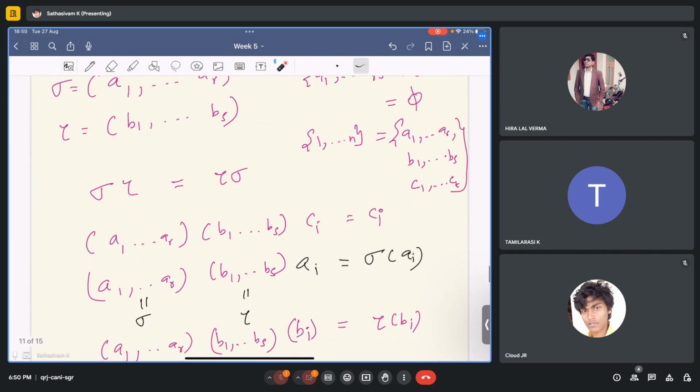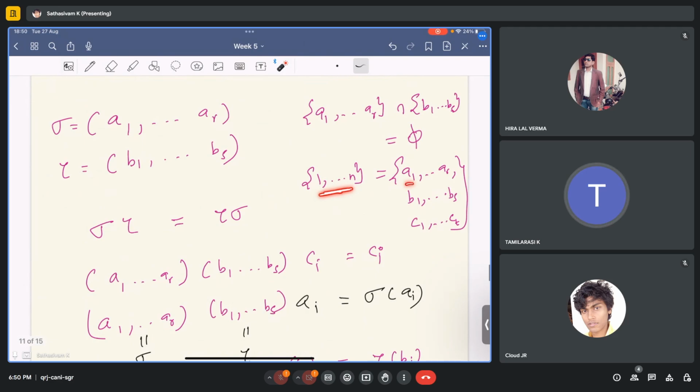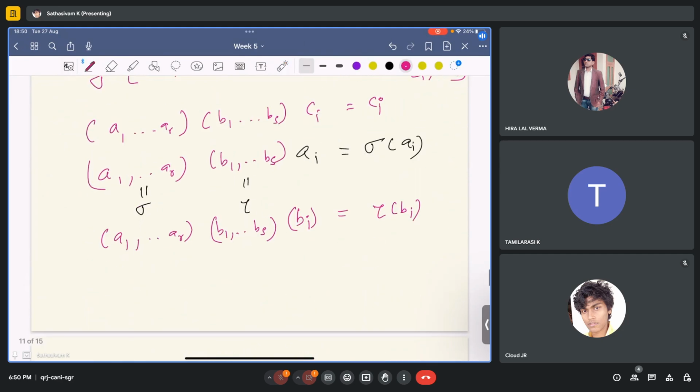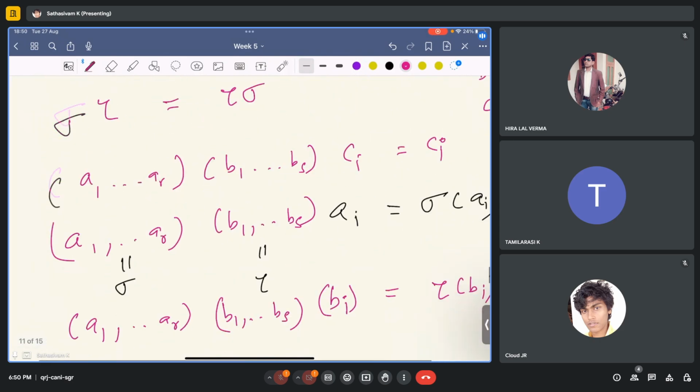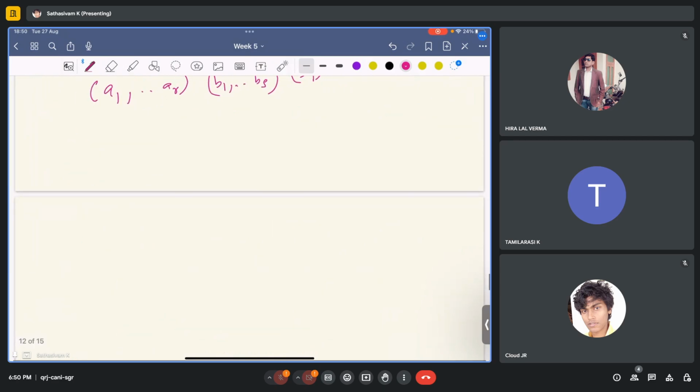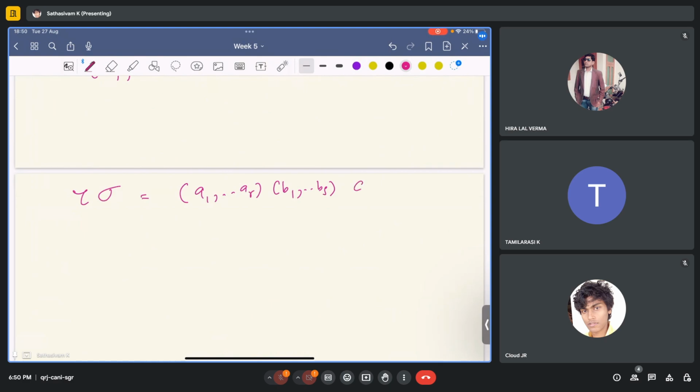So we can write this 1 to n as a1 to ar, b1 to bs. This need not exhaust the 1 to n, so whatever remains, you write it as c1 to ct. So let's compute tau sigma here. Sigma tau we have computed, let's compute tau sigma. So this is nothing but a1 to ar, b1 to bs. In this, let's see what happens to CA.